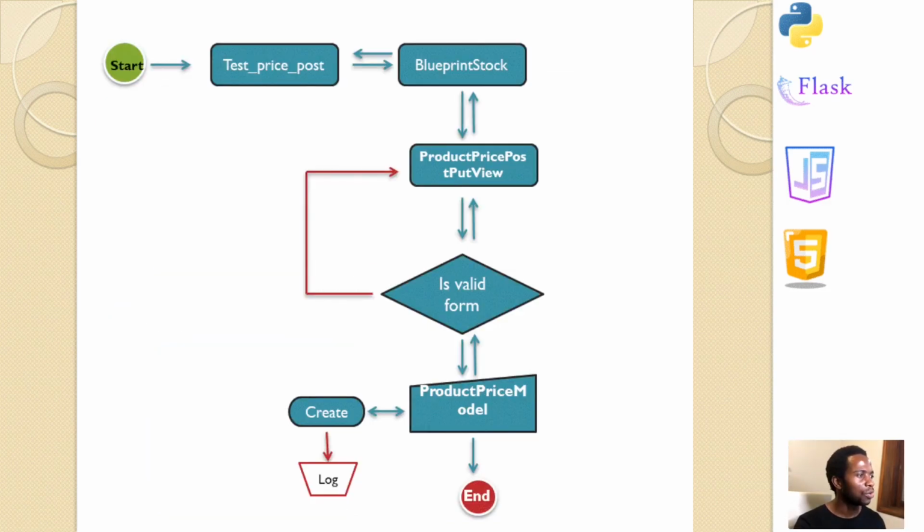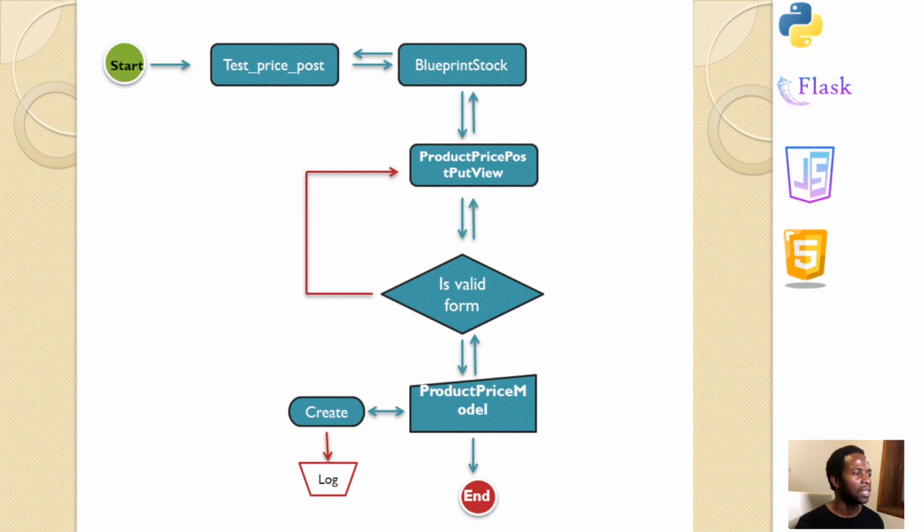I would like to show this diagram as well. It's a process flow where you can understand how this application works. Okay, we start here. As you can see, this is the first module. We are going to make the request from here, from the test price post. We are going to make a user post some information, some forms, from this test. We are going to make this request to the blueprint.